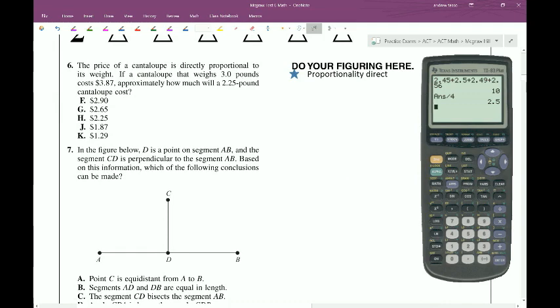The price of a cantaloupe is directly proportional. So whenever you have directly proportional, you make a proportion. Okay, so 3 pounds is $3.87. 2.25 pounds is X. So that means that 3X is equal to 2.25 times 3.87. And then divide that by 3. So $2.90.